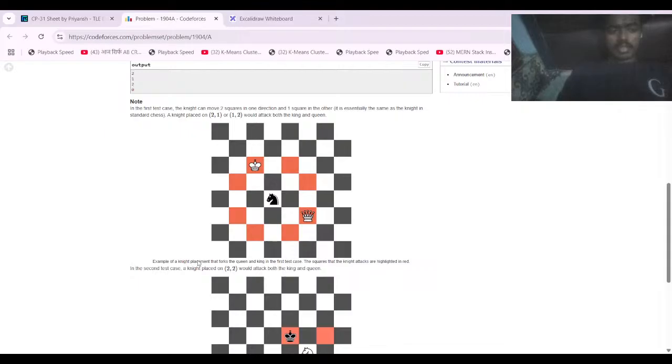I can clearly see that the king and the queen are both attacked by the knight. That means if the knight starts at the particular block where it is currently kept, it will be able to attack both the king and the queen from this location.